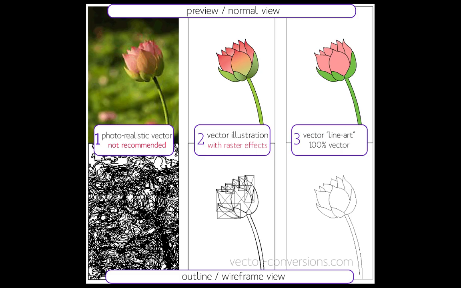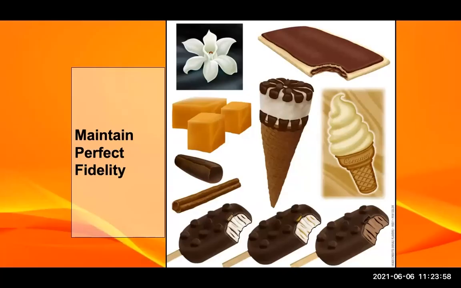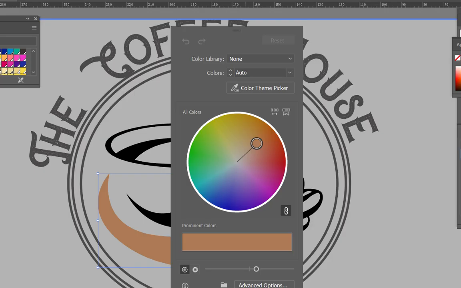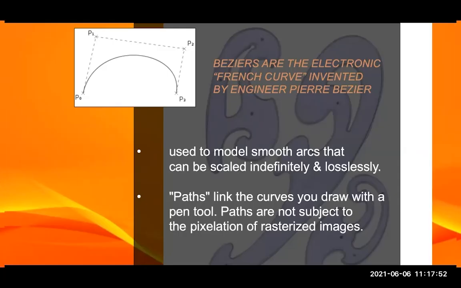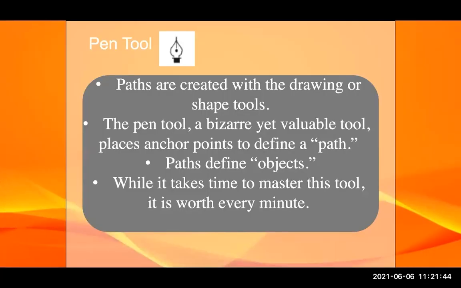The computer basically redraws it at the different sizes, and you can also go in and make a lot of changes so that you can use the same piece of artwork in many different ways. So they're ideal for a company logo. Bezier curves are used to model smooth arcs that can be scaled indefinitely. And then paths are going to link the curves together as you draw, typically with a pen tool.